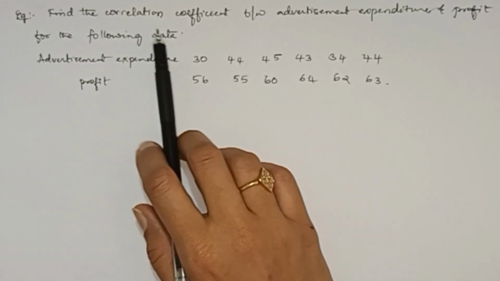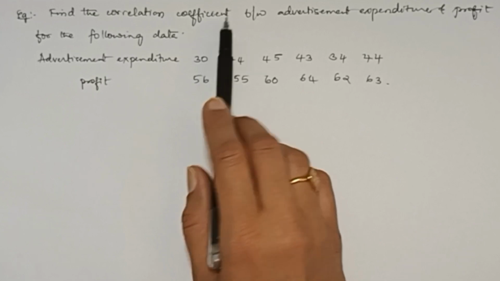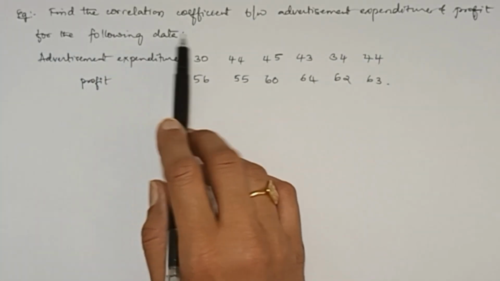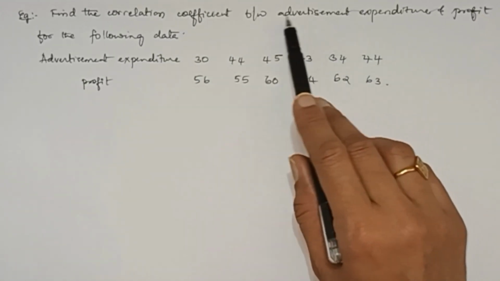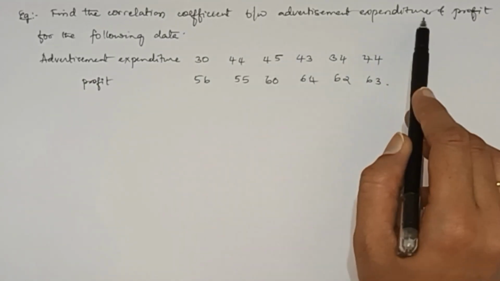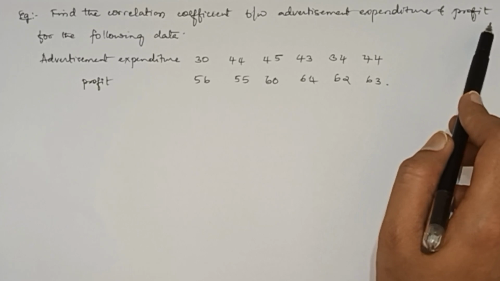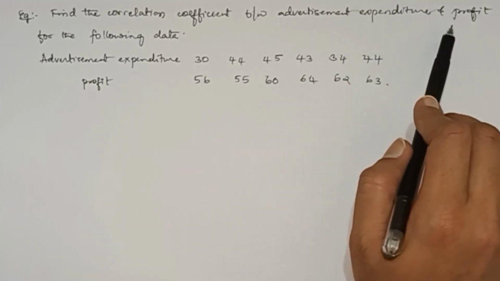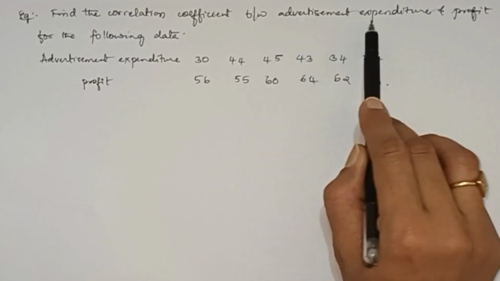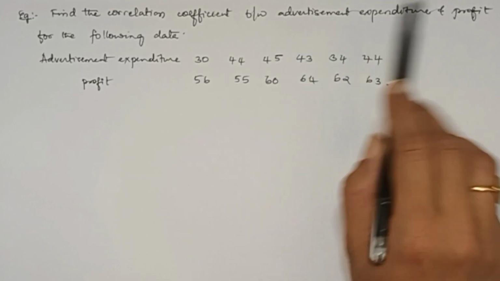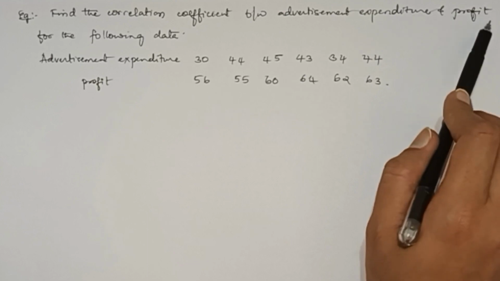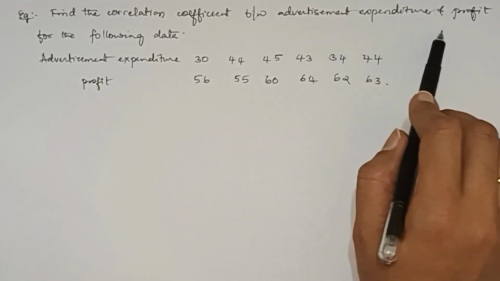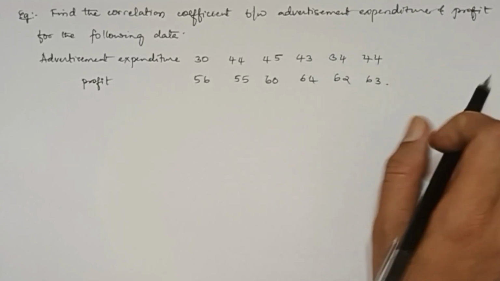So here is one problem. Find the correlation coefficient between advertisement expenditure and profit for the following data. That means these are the two variables. One is advertisement expenditure and another variable is profit. You have to find out whether there is any relationship between these two variables. That means if expenditure increases, what happens to the profit, whether it increases or decreases, and what is the intensity of their relationship, that we have to find out.